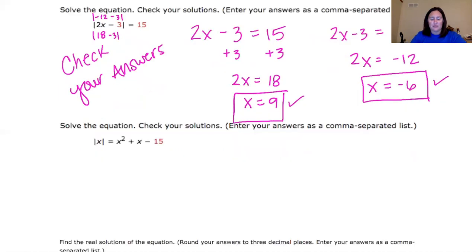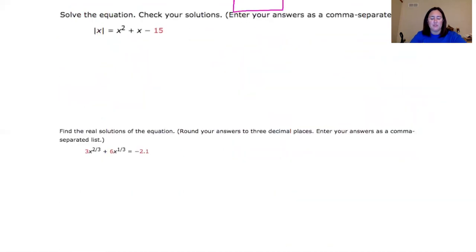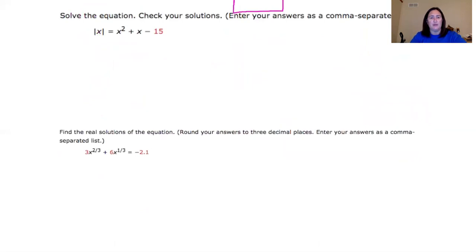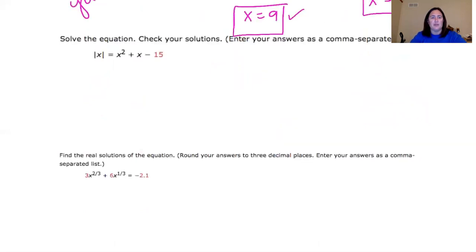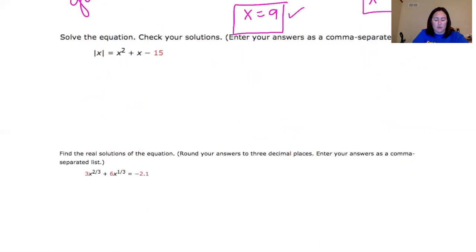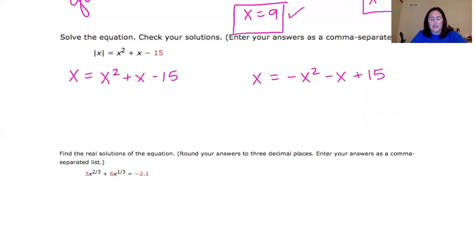The next problem looks a little bit different because we're dealing with a quadratic and an absolute value, but your steps are really going to be exactly the same. So you're going to set up two equations. One, again, exactly what's written without the absolute value. The other one, what's in the absolute value, and then you switch your signs. But when I switch signs, I have to switch the sign on every single piece. Now, really, I'm solving a quadratic equation.